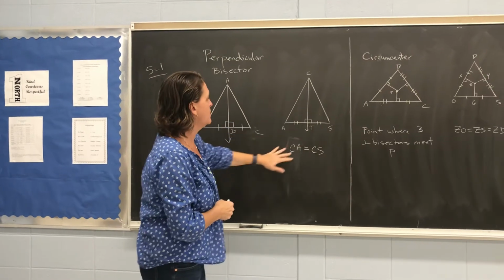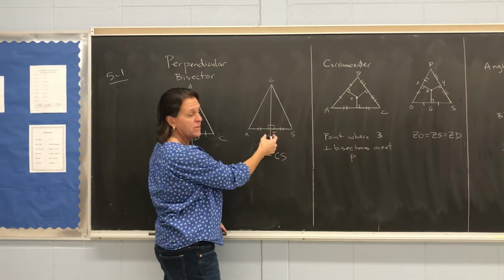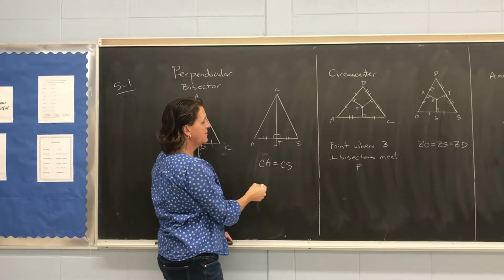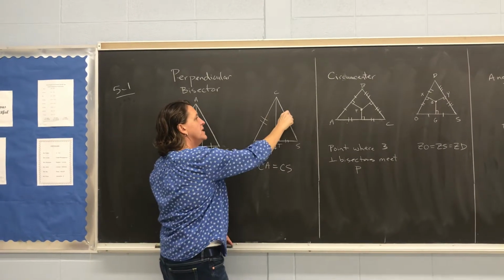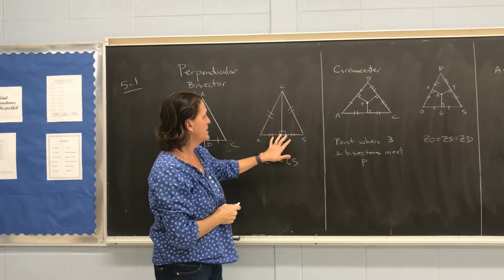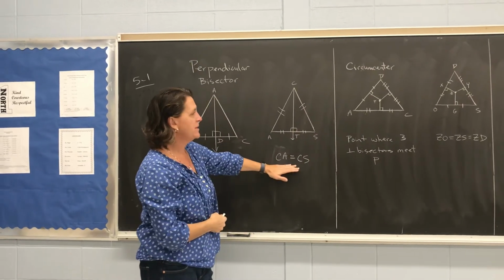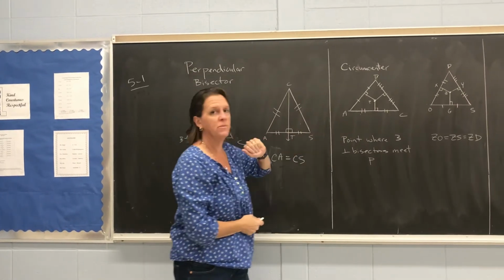So like if I see this picture, another part of it is, if I have a perpendicular bisector already, I automatically know that both of these are equal, okay? So if I have a perpendicular bisector, the sides are also equal. That's what that means right there. All right, we're moving on.